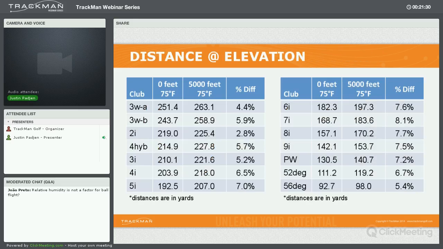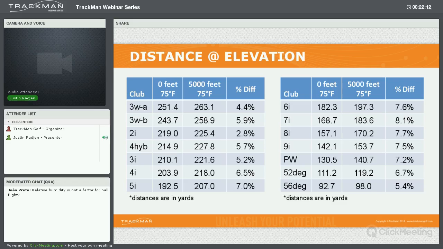An interesting thing, particularly a few weeks ago at the BMW, was how elevation affects distance across the bag. This is a tour player who had gone through and hit all the clubs in their bag, and then I was able to run it through normalization and see how much distance they would really be getting at 5,000 feet. Now, Denver is a little bit more, about 5,300 feet, so a little bit more, but pretty much the same thing as 5,000 feet here.